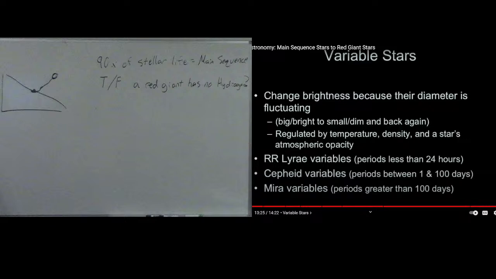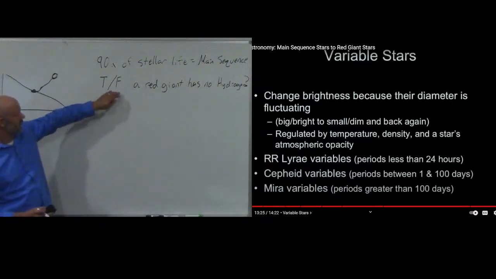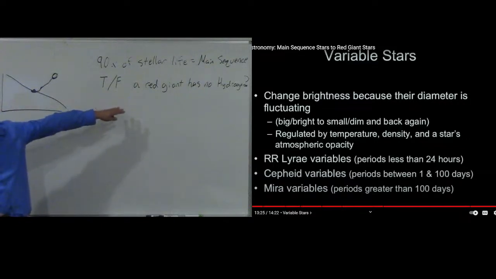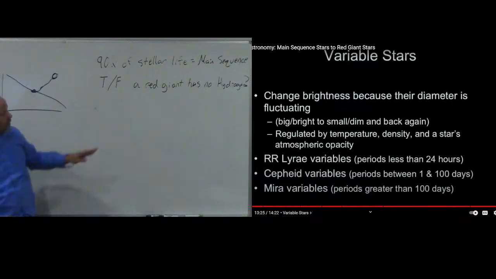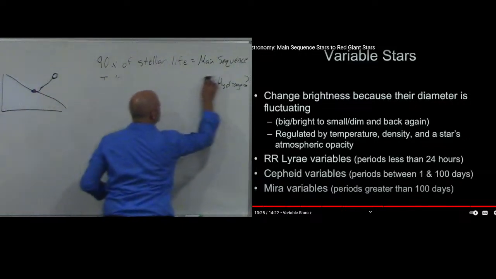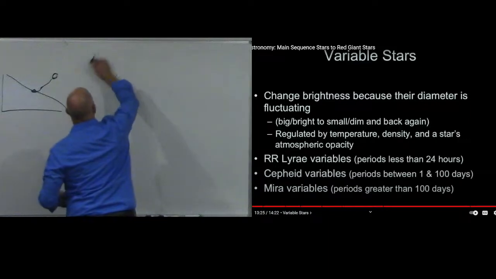So while the core has become helium only, there's still hydrogen everywhere else, which is why it's able to ignite fusion in an outer shell, which creates that pressure, which pushes it way out. So this is just a kind of concept check. A red giant definitely has hydrogen, just not in the core. All right, I want to give us some other concept checks.